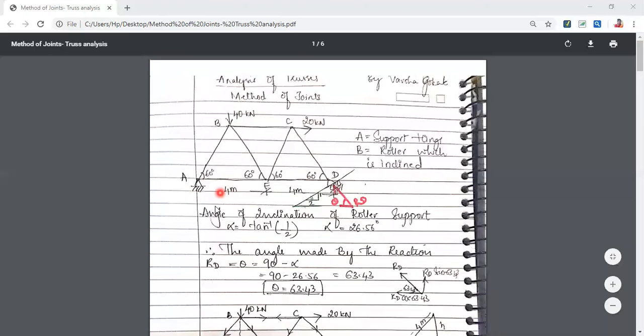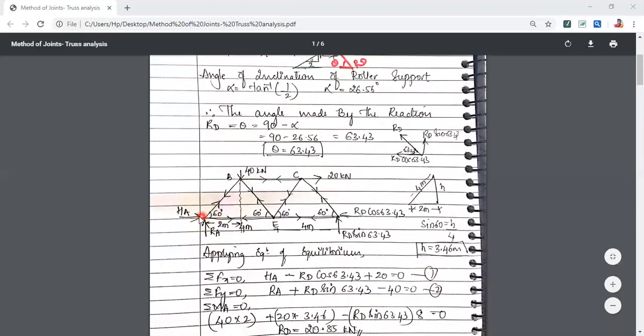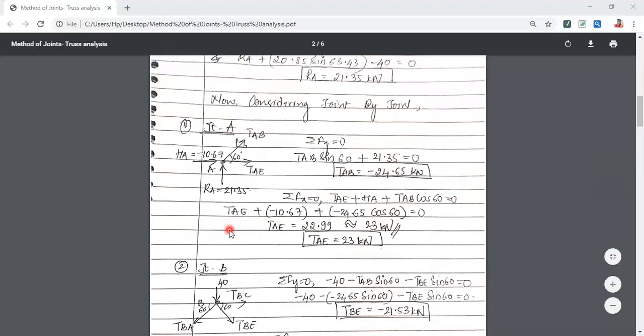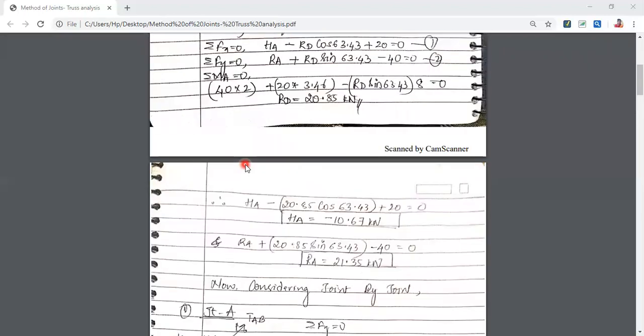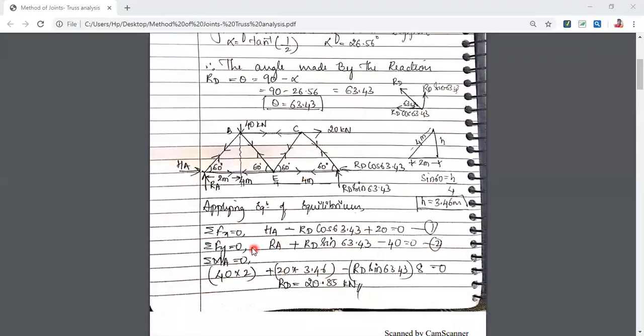At joint A, let us show all the forces. We have TAB, TAE, HA and RA. I've shown TAB and TAE making an angle of 60. HA I have shown in a positive direction, but I've got the value of HA as minus 10.67, so I write it as minus only. To this we will always apply summation Fx equal to 0 and summation Fy equal to 0, because they are the conditions of equilibrium. We have studied that for a concurrent force system the conditions of equilibrium are 2, whereas for a non-concurrent force system the conditions of equilibrium are 3. Here the forces were all non-concurrent in nature, that's why I used all three equations.